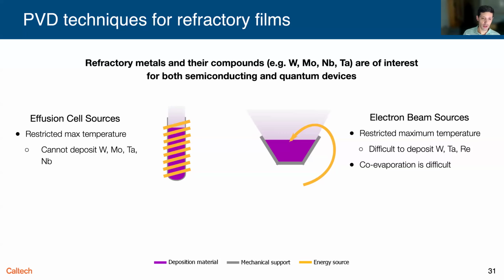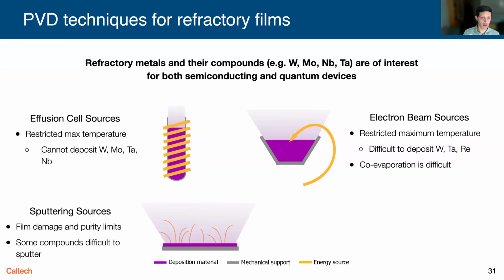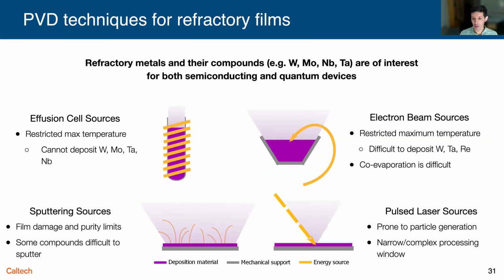So the alternative is to use non-thermal techniques, for instance, like sputtering. This is widely used, and of course, it can certainly deposit many films, but there are film damage issues from the ions, the fact that there's a plasma in the reactor, and some compounds can be difficult to sputter. PLD, pulsed laser deposition, is another technique, but it has its own complications. So like everything in life, nothing's perfect. All of these have their strengths and limitations.